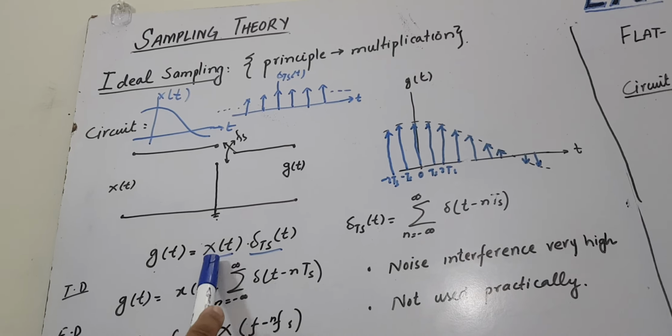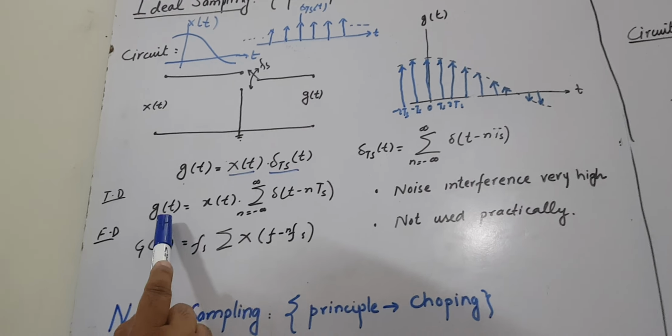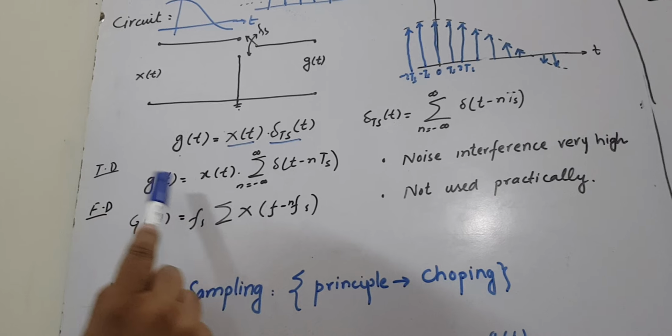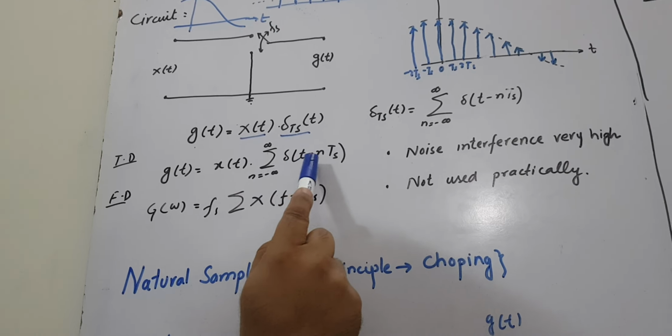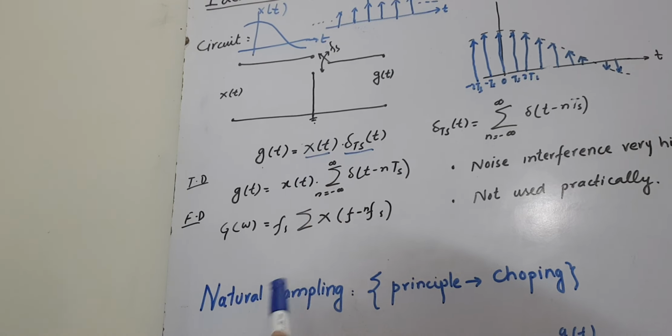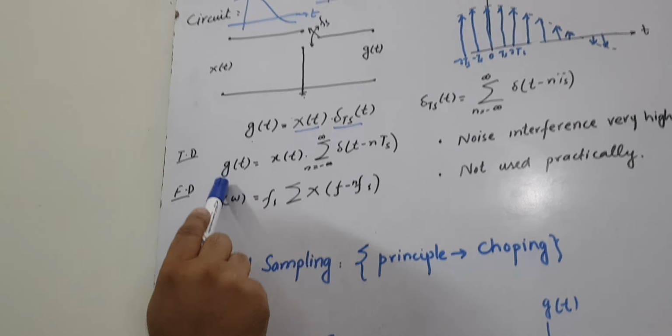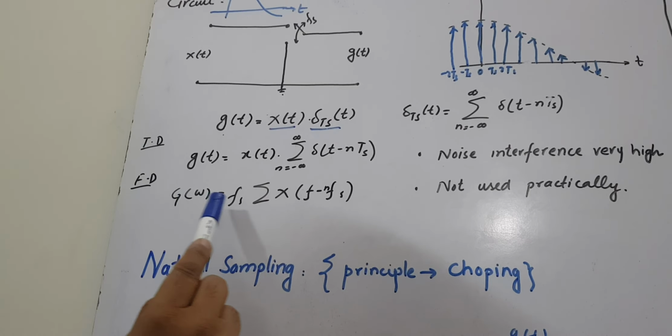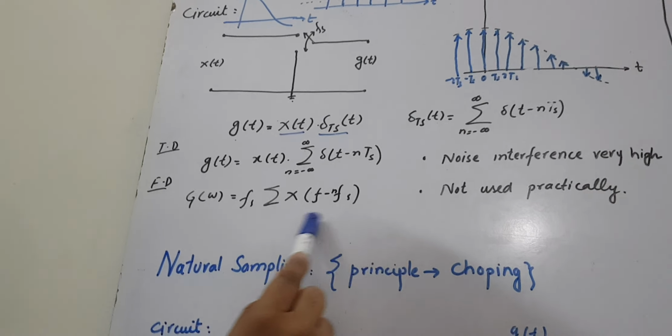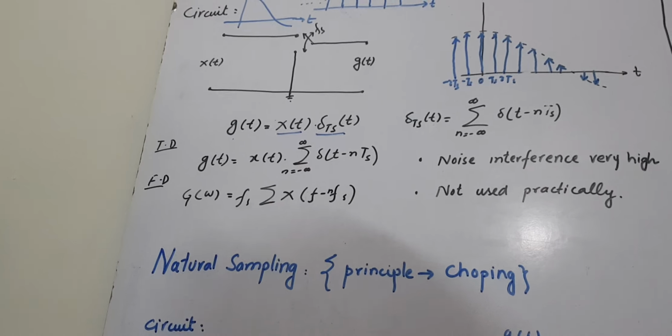If you multiply x(t) with the pulse train, you can write g(t) in the time domain as x(t) multiplied by the pulse train, where the pulse train is the sum of delta(t minus n Ts). If you want to write this time domain signal in the frequency domain, you can write G(w) with this equation, and this is the frequency domain signal.